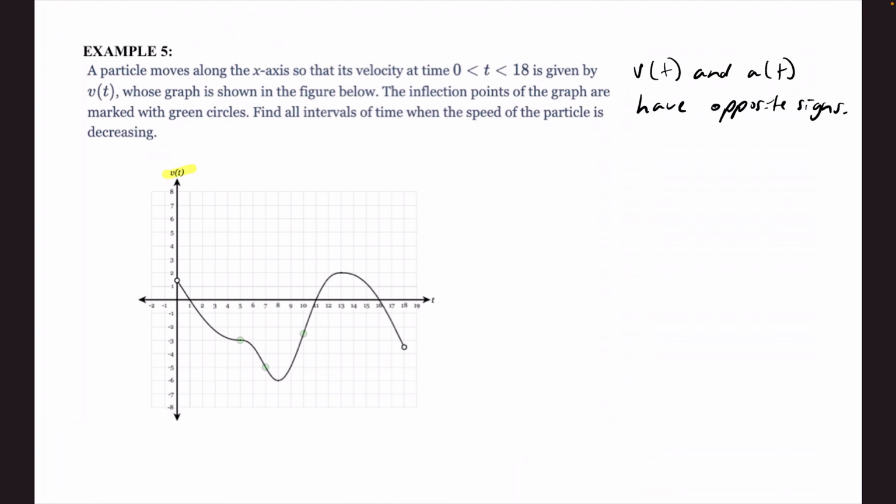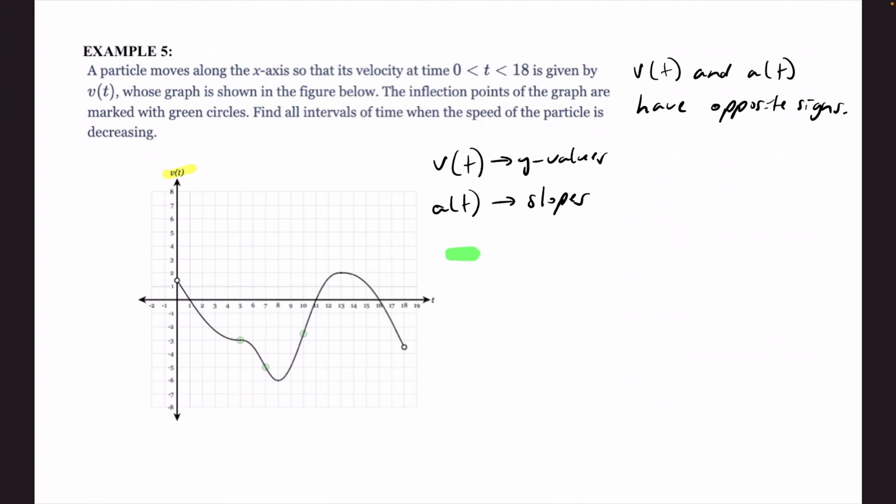is velocity negative. So how do I figure out where velocity is positive using this graph here? What do I look for? The y values, right? If I want to know about velocity, I look at the y values. If I want to know about acceleration, we look at the slopes. Okay, so I'm going to color code mine.